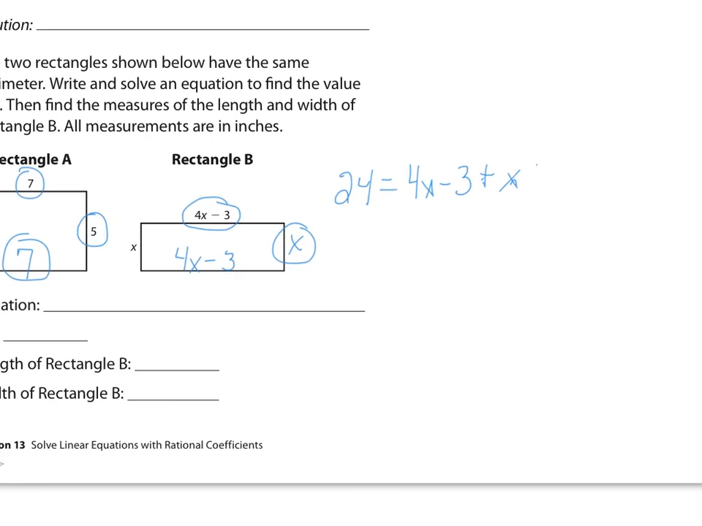Plus the third side, which is 4x minus 3, plus the fourth side, which is x. So now, obviously, if I look at the expression on the right, we can simplify by combining like terms. I'm going to combine like terms.